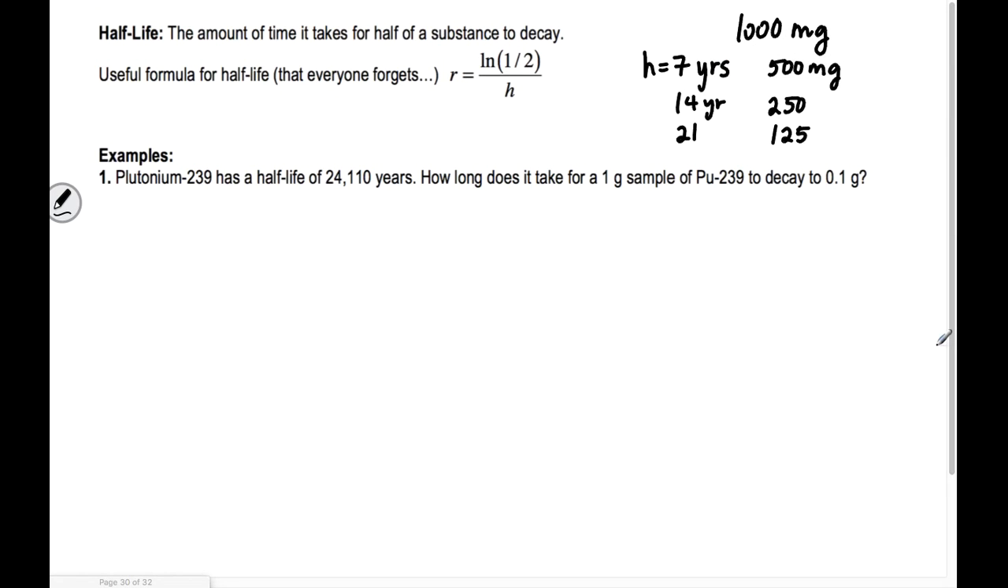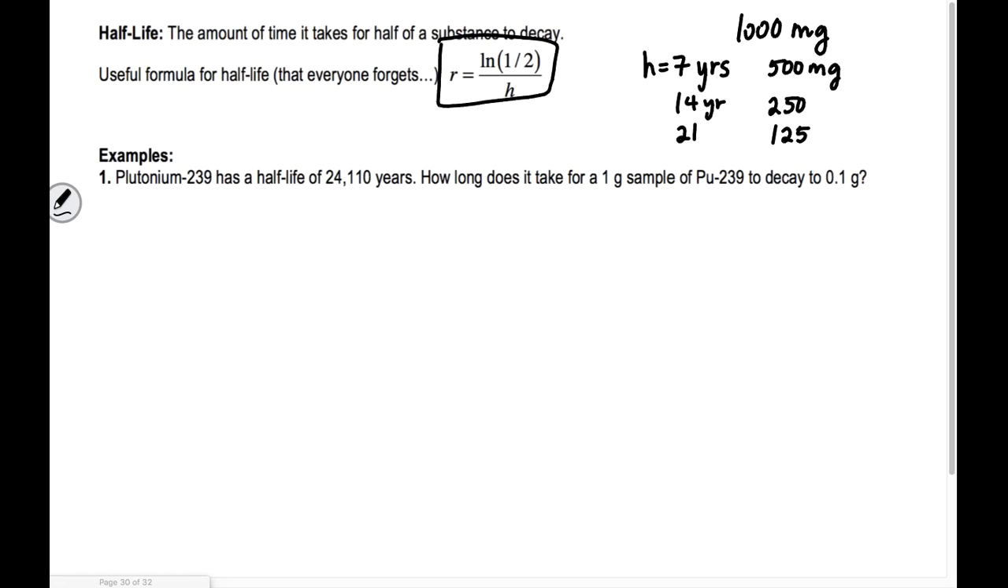Does it make sense? Am I going to get to 0? No. Not really. You're just getting closer and closer to 0. Okay, so that's what a half-life is. It's the amount of time it takes for half of a substance to decay. You could know this formula, and some people memorize it for the test. Okay, you don't have to know that formula. I'm going to show you how to do it without memorizing that.